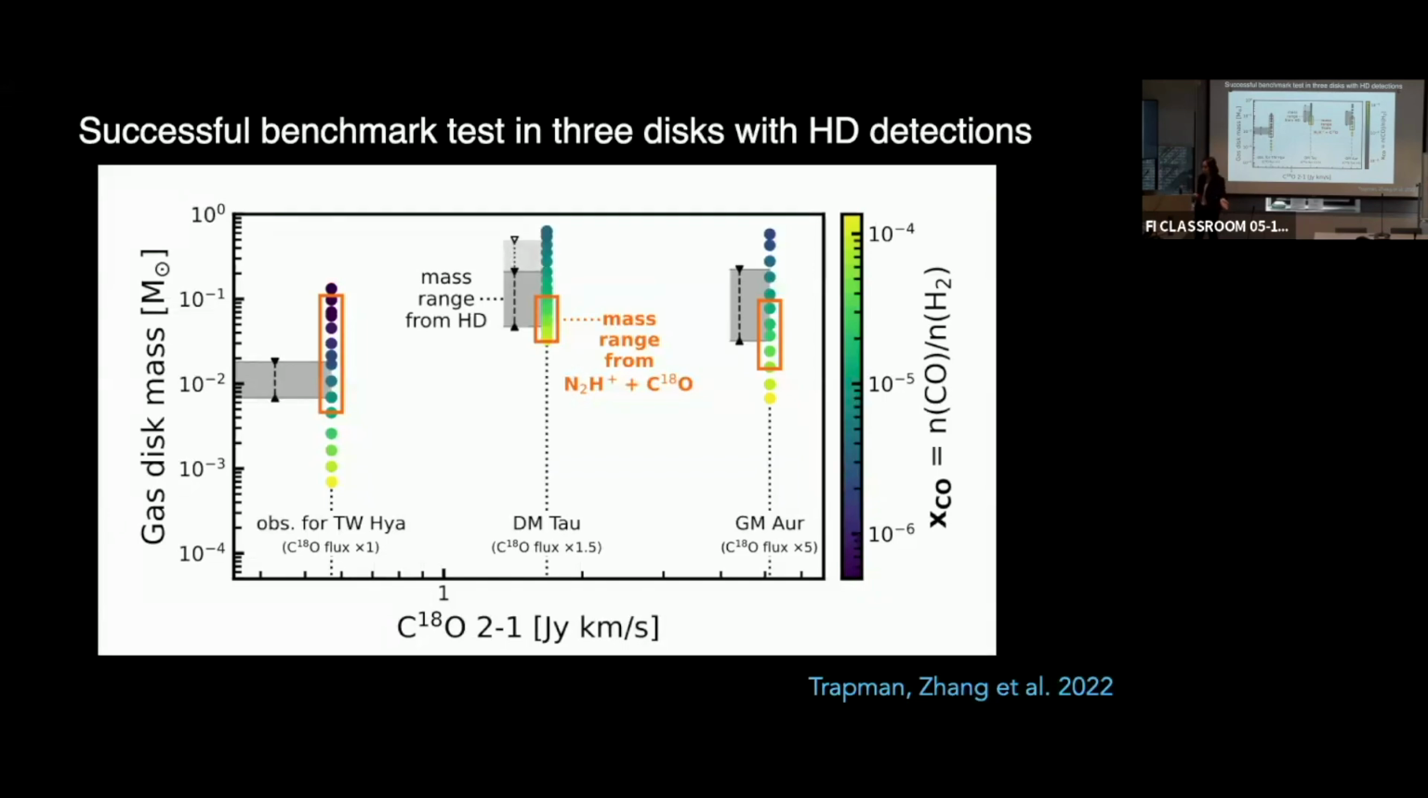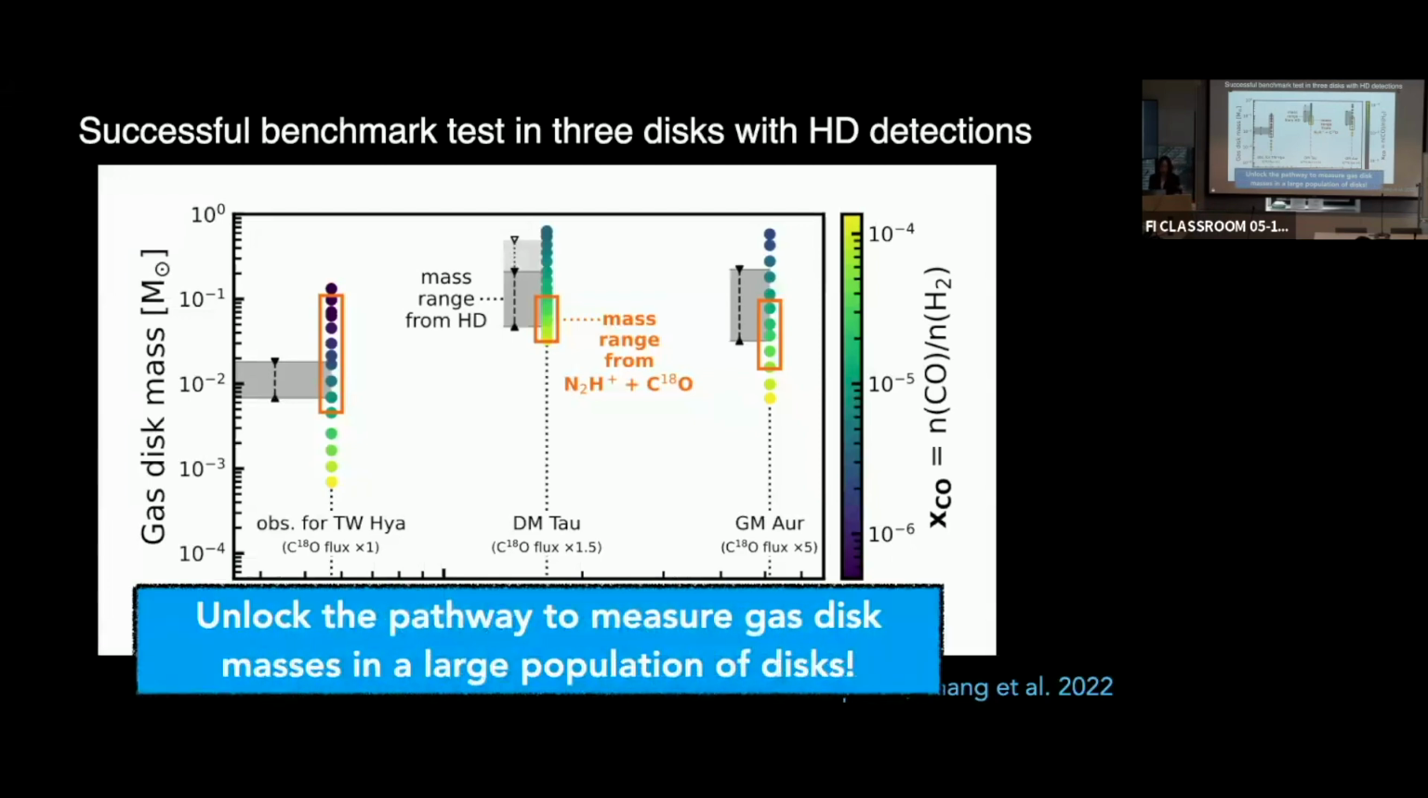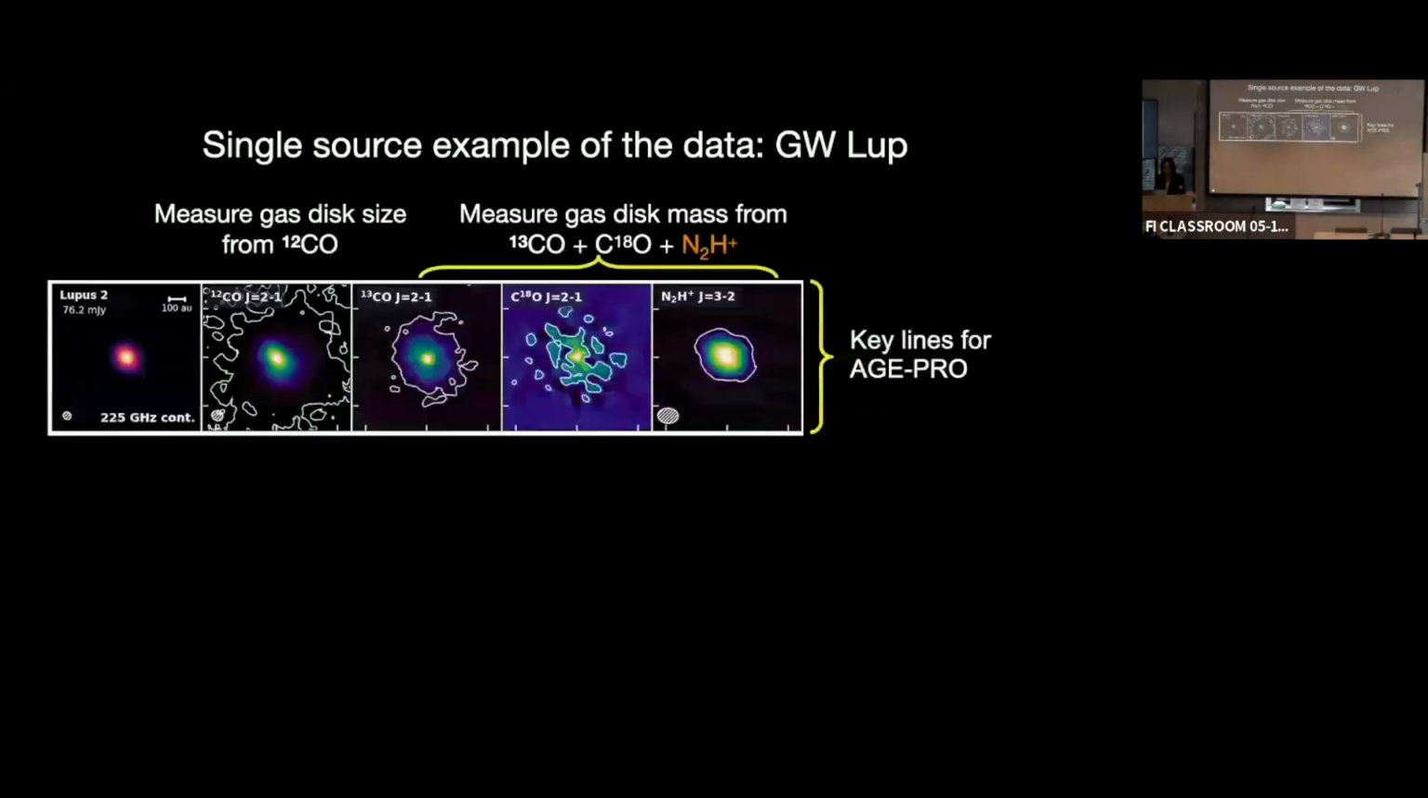Okay, so this method basically paved a way to measure gas disk mass in a large population of disks. So that's the method that we use. The key science lines are the 12CO, the most abundant CO isotopologue, which we use to measure the gas disk size, and the 2 CO isotopologues, 13CO and C18O, which have different optical depths to help us constrain the CO gas mass. And finally, we have the N2H+ line, which is used to calibrate the CO to H2 abundance. So those key science lines are what we use to measure the gas mass and the size.